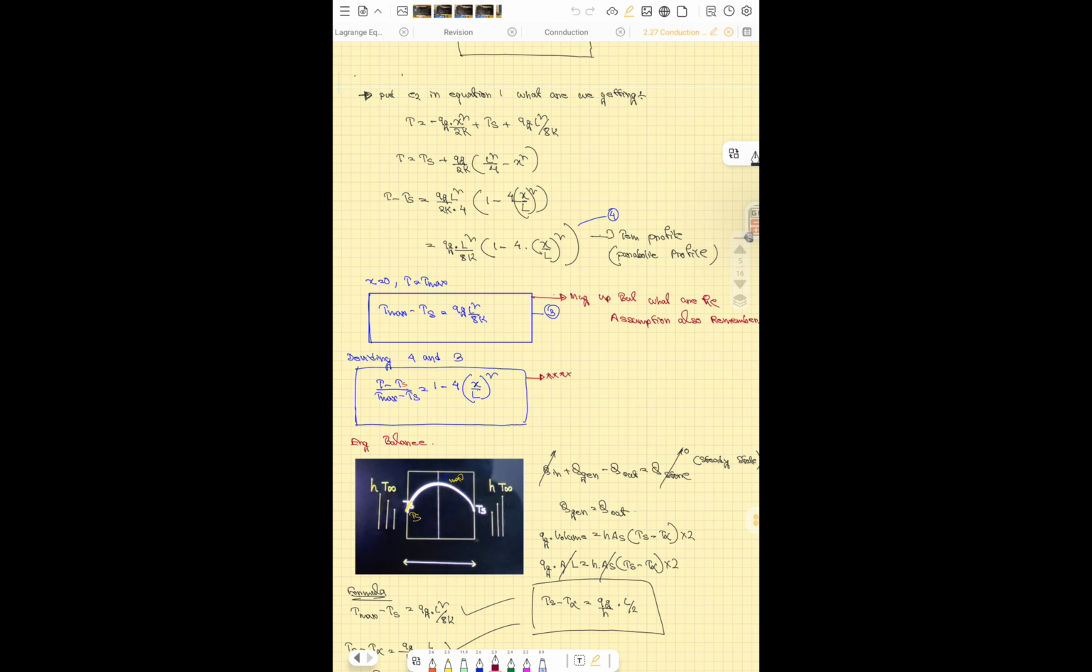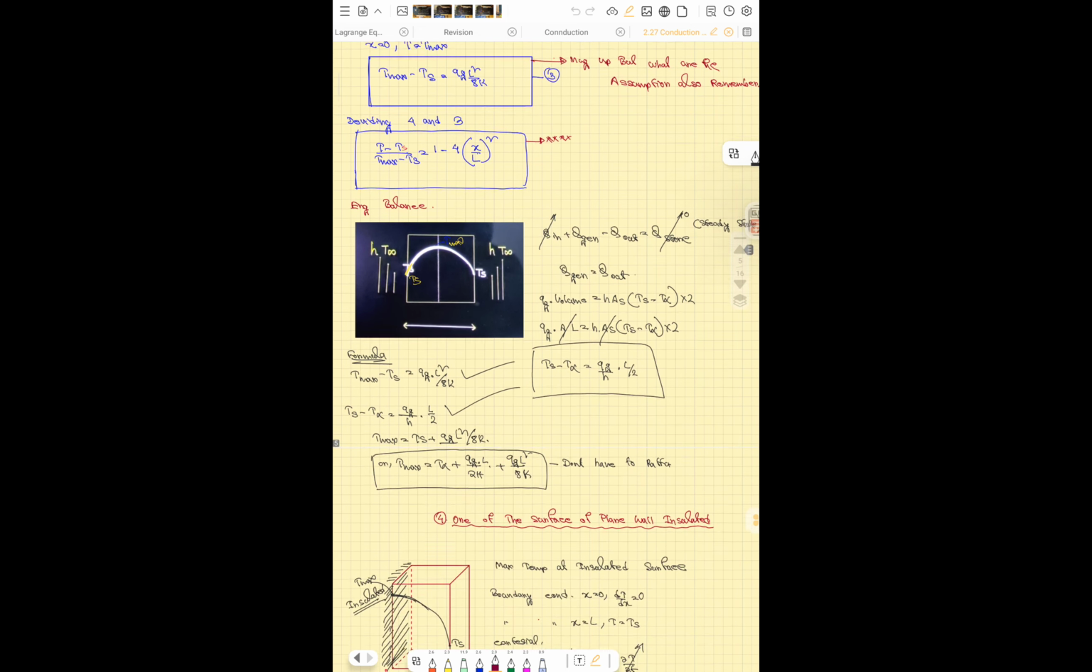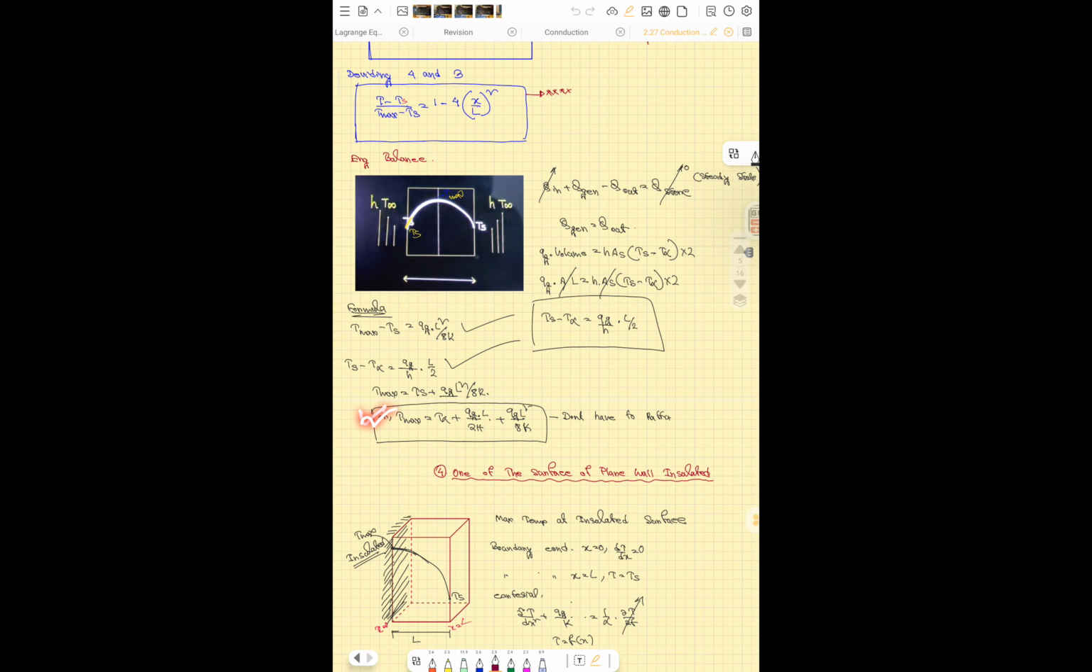So that is the value that would come after calculation, putting the boundary conditions and dividing. The final equation that would be very helpful for explaining these things is (T minus Ts) by (Tmax minus Ts) equals 1 minus 4 x square by L square. You can do the energy balance, and then Tmax equals T infinity plus qgL by 2h plus qgL square by 8k. You don't have to derive it, you can just state it.